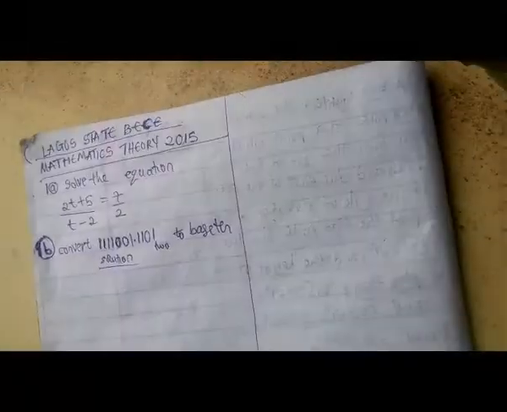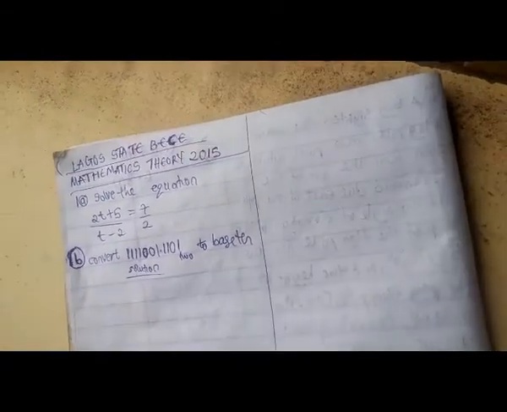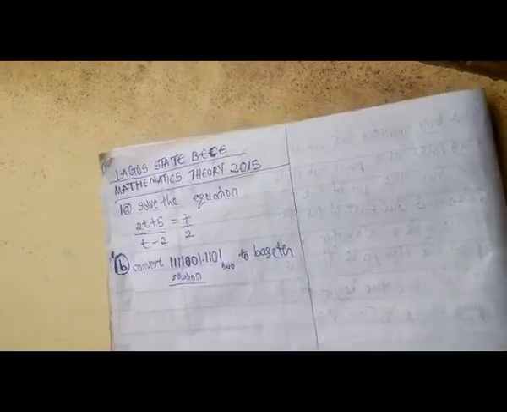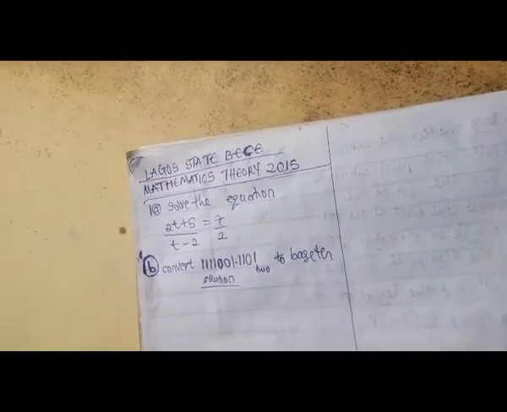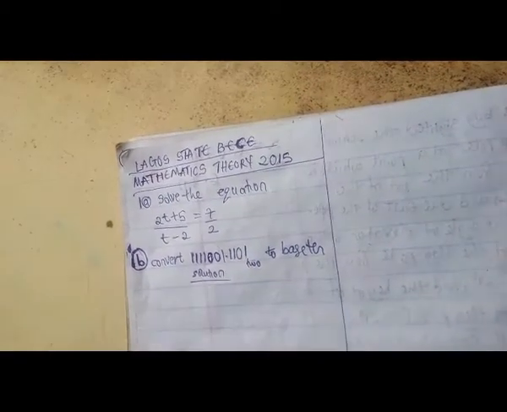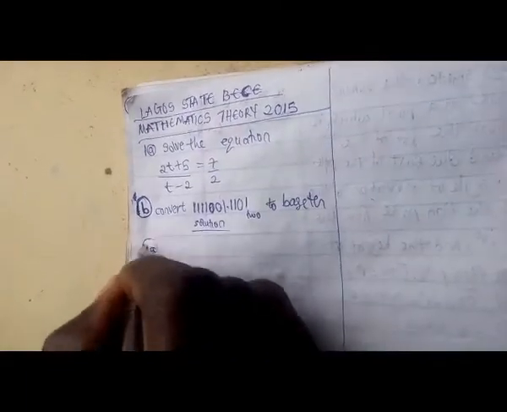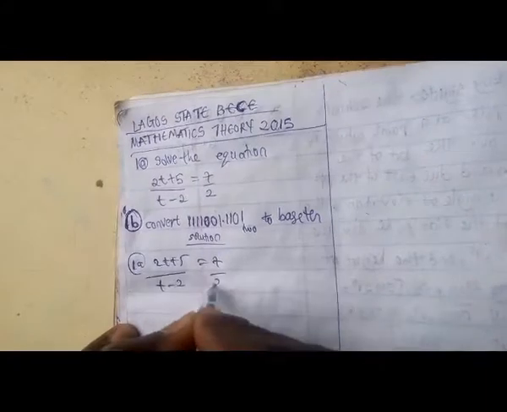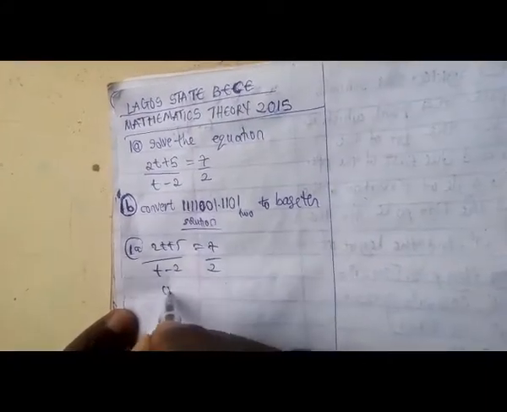In this video we are going to treat Lagos State BECE Mathematics Theory 2015. The first question says: solve the equation (2t + 5)/(t - 2) = 7/2. So, solution, let's solve it. (2t + 5)/(t - 2) equals 7/2. The first thing you need to do is cross multiply.